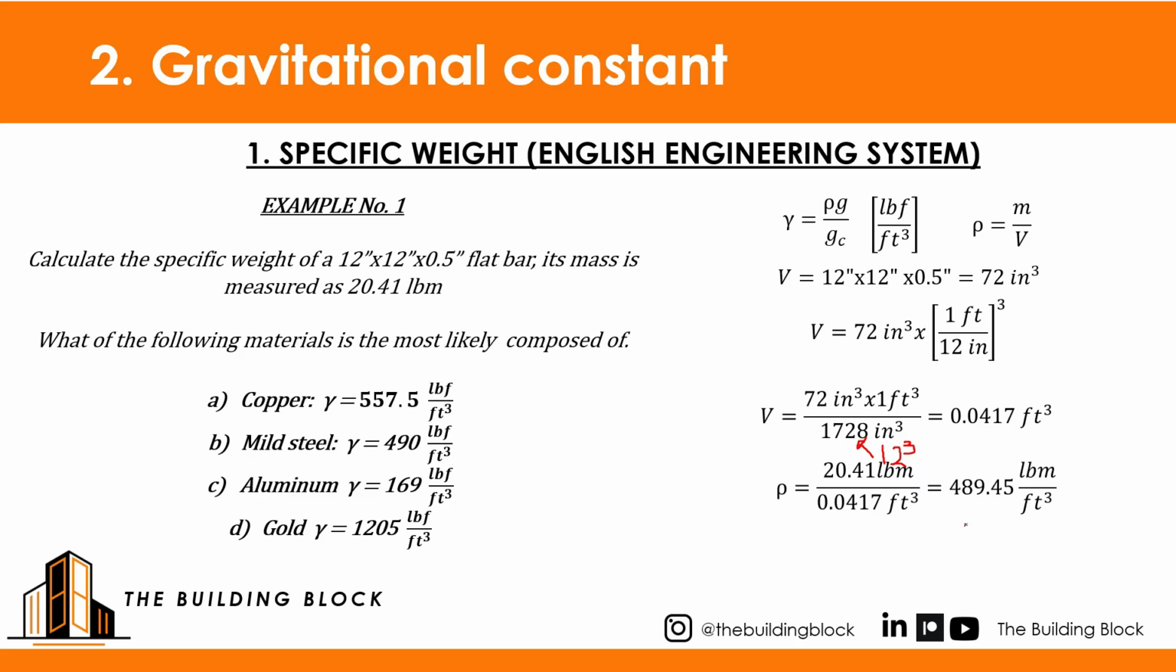The density of an object can be calculated by dividing its mass by its volume. The density here is 489.45 pounds mass per cubic foot. We obtain the specific weight by multiplying this density by the gravitational acceleration field and dividing it by the gravitational constant. Remember that on Earth, the gravitational acceleration field is 32.2 feet per second squared, so the result should not change in magnitude. Only the pounds mass are converted into pounds force.